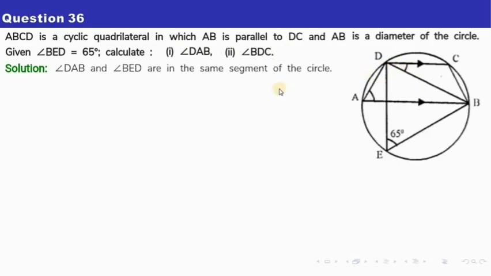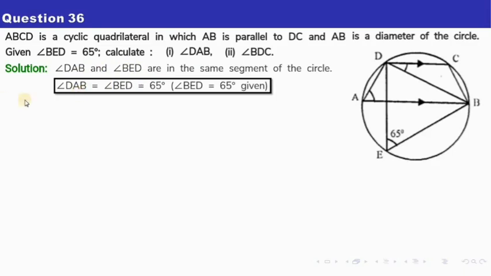It is given that DAB and BED are in the same segment of the circle. Now let's check whether that is true or not. Let me call BD a line which divides the circle into two segments, this bigger one and this smaller one. In the bigger segment, D and B make two angles, DAB and DEB. So these two are angles in the same segment, and angles in the same segment are equal. Since this is 65, this is also going to be 65.